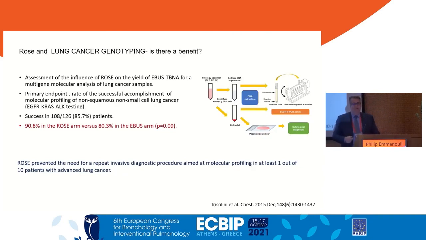Is there a benefit if we do ROSE in the era of lung cancer genotyping? In this study, it was shown that if we implement ROSE in our practice, we can have 90% success for EGFR, KRAS, and ALK testing, compared to 80% in the EBUS TBNA control arm. So 1 in 10 patients can benefit from us doing ROSE as regards molecular genotyping.